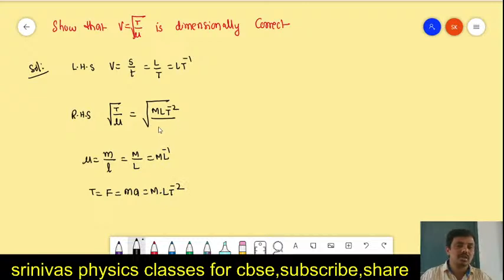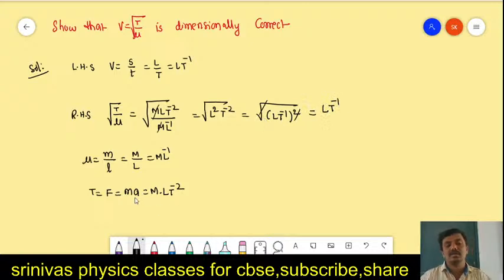These two you substitute in the above equation. ML inverse. M cancels. L goes to the numerator. L square, L power minus 1 into L. L square T power minus 2. This we can write like this: LT power minus 1 whole square. Square root will cancel. Finally, we will get LT inverse. Therefore, LHS is equal to RHS.